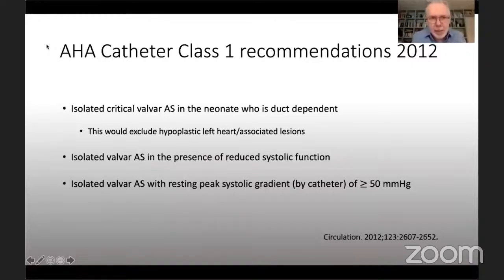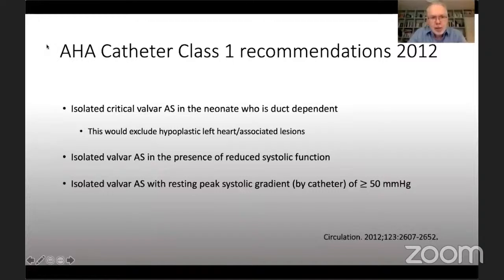So these are the catheter recommendations from Circulation 2012. The chair of the committee was a surgeon, interestingly, and these are the class 1 recommendations of this expert group for balloon dilation of aortic stenosis. So the first category is critical valvular aortic stenosis in the neonate, which really is the subject of this entire presentation. The neonate who is duct dependent, and it would exclude those who've got associated lesions or those with a hypoplastic left heart. That's one recommendation.